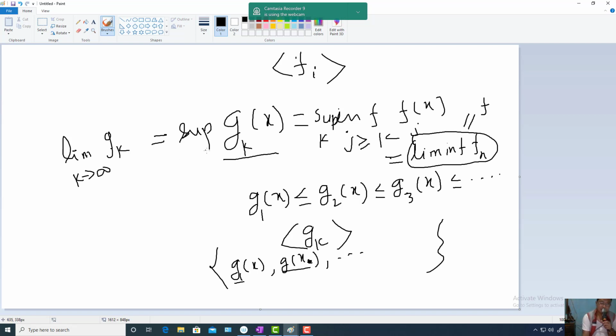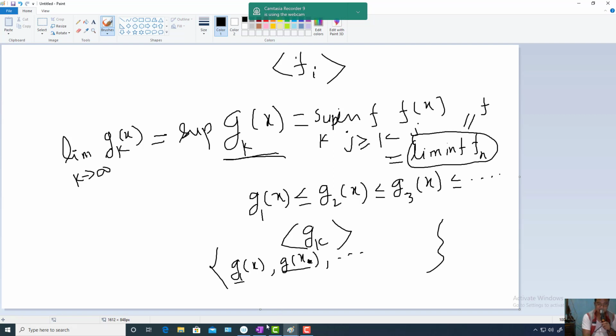So what is the thing you have to remember? Since this new sequence of functions gk is monotonic increasing, the supremum of gk(x) is nothing but the limit as k tends to infinity of gk(x), for a point x, because this is a monotonic increasing sequence of functions. So that is the thing you have to keep in mind.